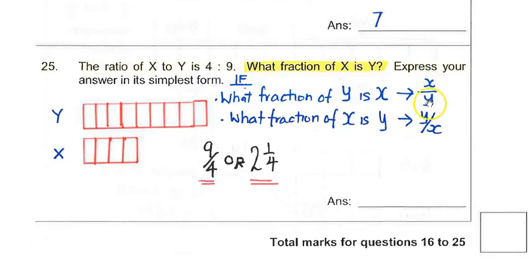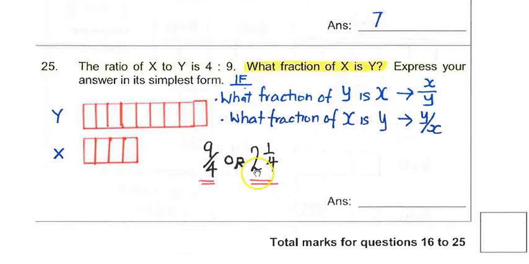expressed out of y. It means x, what is the size of x to y? So this is what it means. What fraction of y is x? Out of y, what is x? Now if it's read this way, what fraction of x is y, is different, which is this one on top. What fraction of x is y is the other way around.